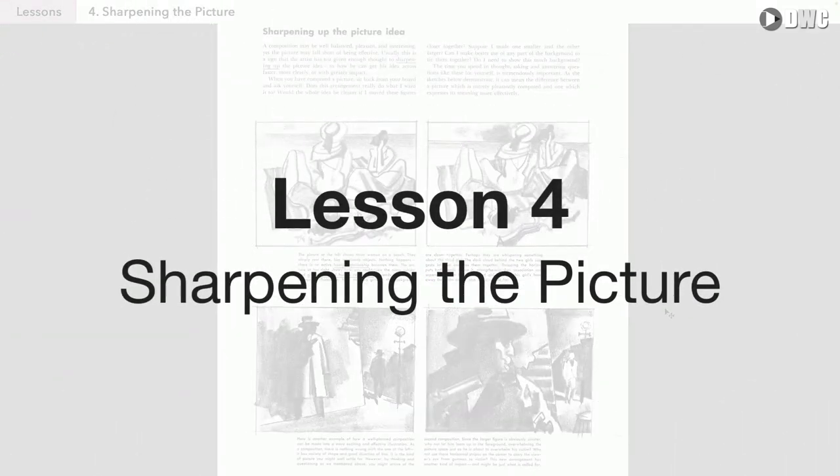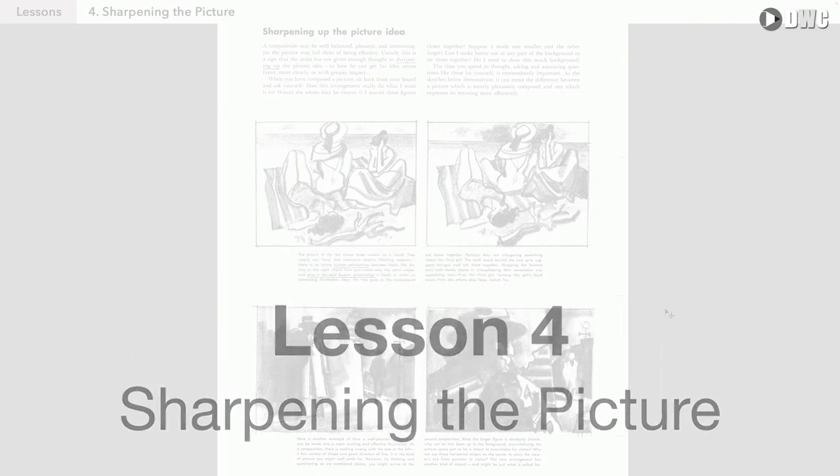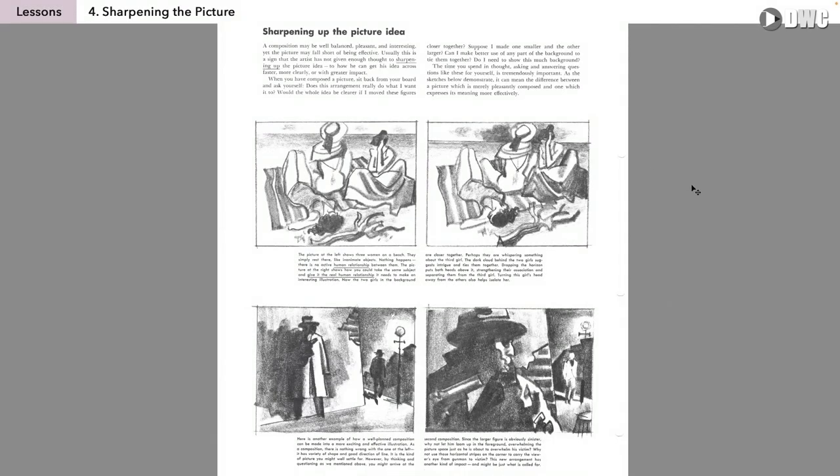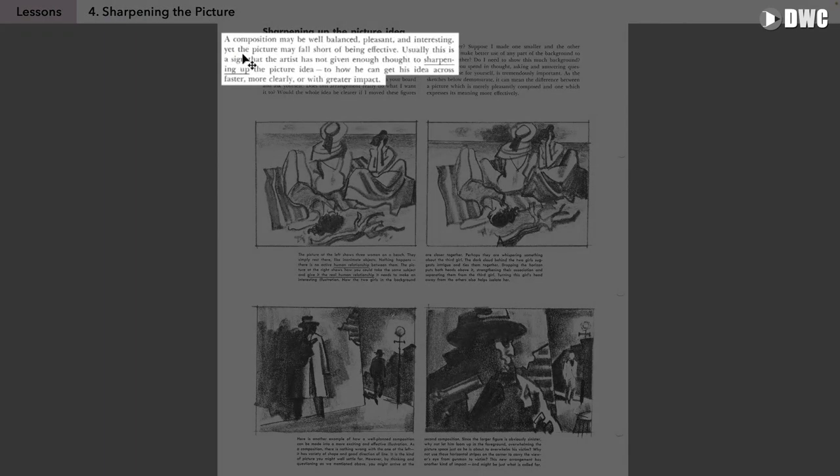And our final lesson: sharpening the picture. When I read this, I was like, oh my God, this is an amazing thing. I've got to talk about this, because this is something I've been saying for years. Let's just read directly from the book. The author says, a composition may be well balanced, pleasant, and interesting, yet the picture may fall short of being effective. Usually this is a sign that the artist has not given enough thought to sharpening up the picture idea, to how he can get the idea across faster, more clearly, or with greater impact.